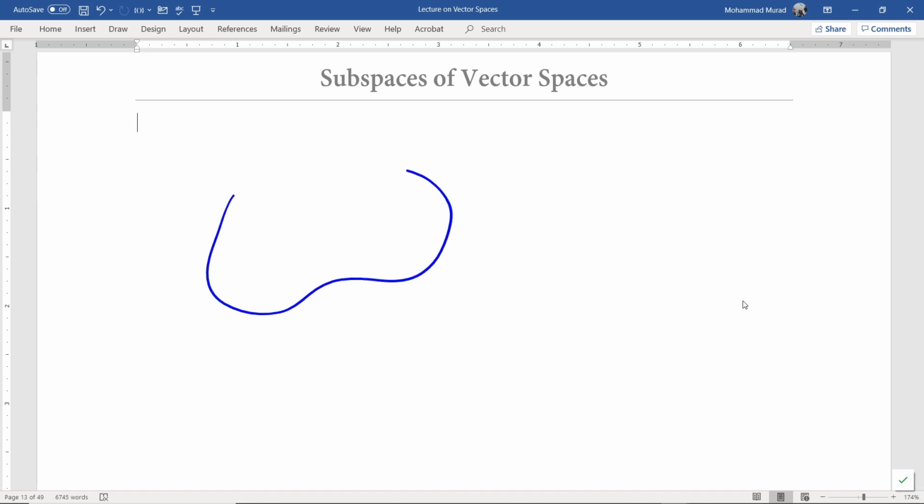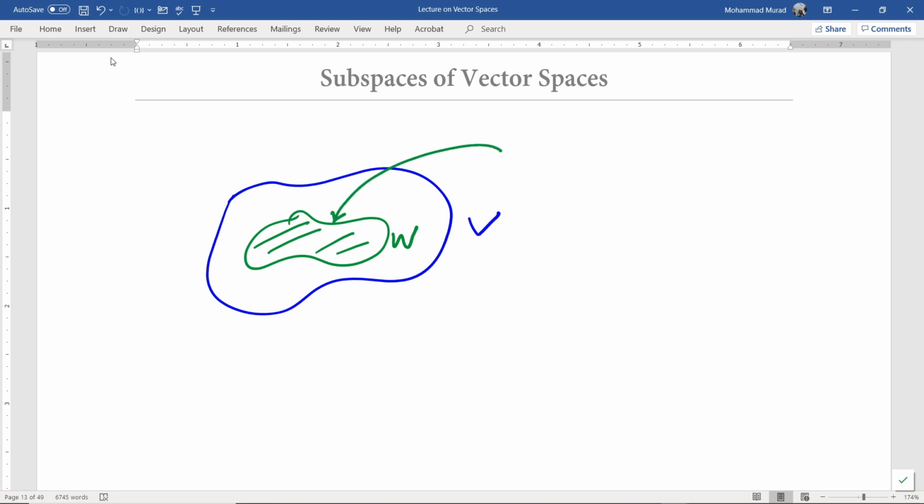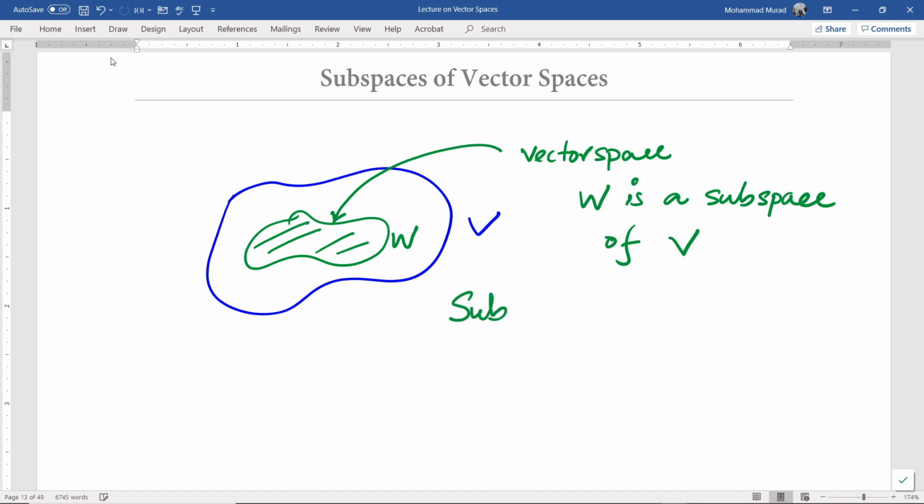Suppose we have a vector space V and consider a non-empty subset W of the vector space V. If we can show that this subset W is a vector space, then we would call W a subspace of the vector space V. In short, a subspace simply stands for a non-empty subset plus it is itself a vector space.